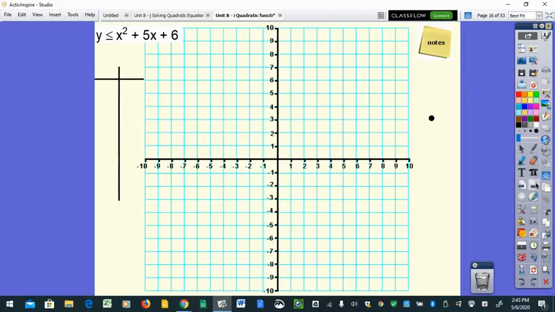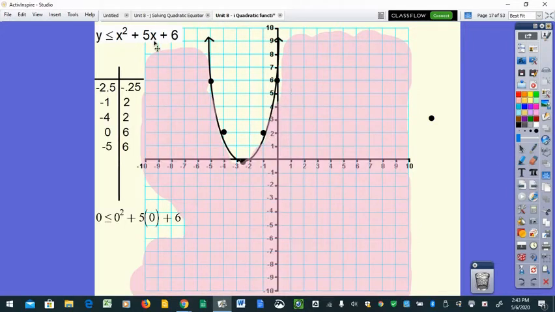Okay, now that you're back, what I'm going to do this time is I'm just going to put up the answer here and talk it through, if you don't mind. So let's start with our vertex. You would have taken -5 divided by 2 times 1. -5 divided by 2 is -2.5.